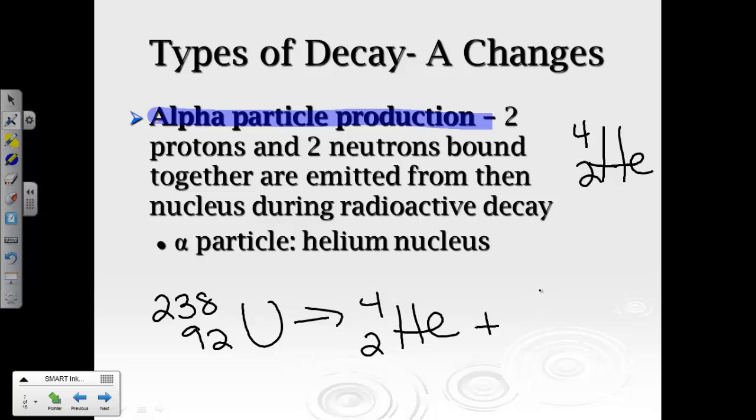And actually, to do that, it's a pretty simple process. We take 238, we subtract the 4 that was given off, we get 234. We then take the 92 that we started with, we subtract the 2 protons that were given off, and we're given 90. Then all we have to do is go to the periodic table, find the element that has 90 for its atomic number, and it's going to be thorium, which has the symbol Th. And that's it. So that's alpha particle production.